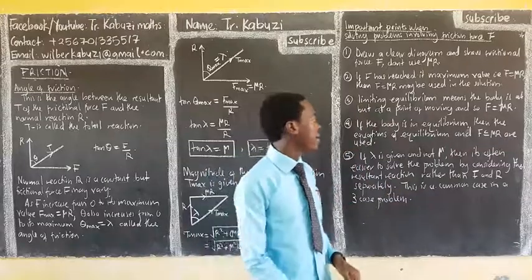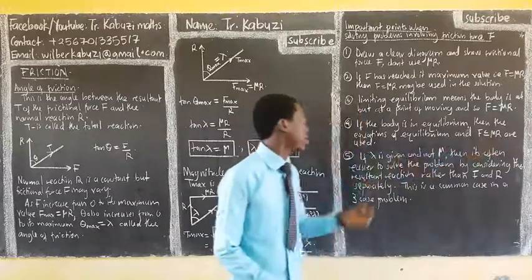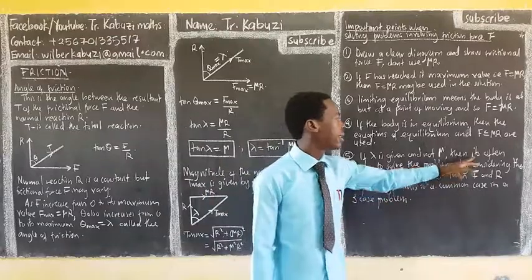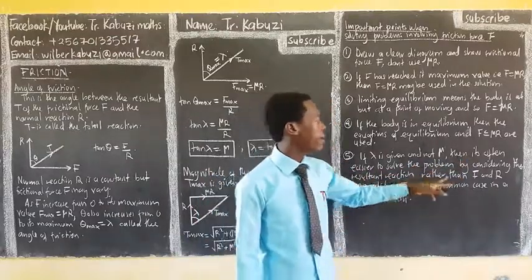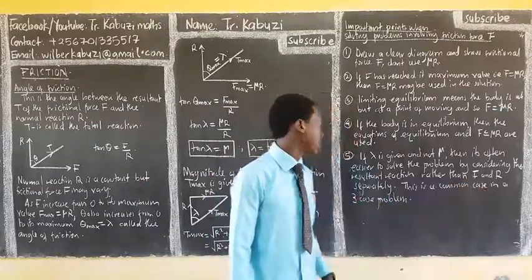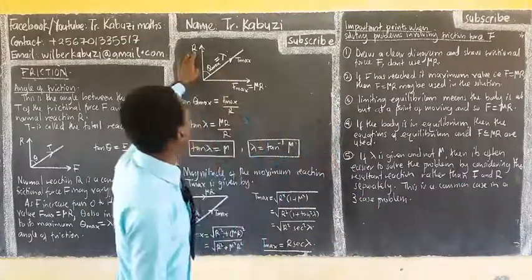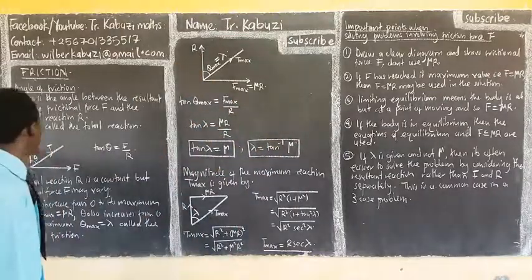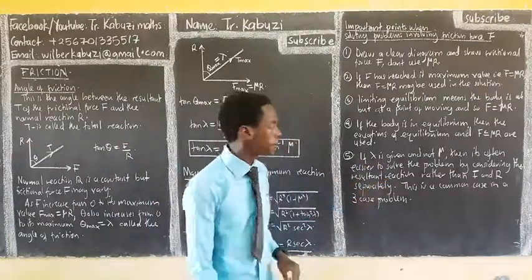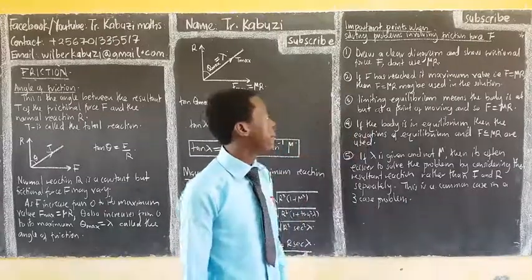If the body is in equilibrium, then the equations of equilibrium are used. If lambda is given and not mu, then it's often easier to solve the problem by considering the resultant reaction rather than F and R. Rather than considering F and R, we better consider the resultant if they give us the angle of friction. This is a common case in the three-force problems, as we are going to see.